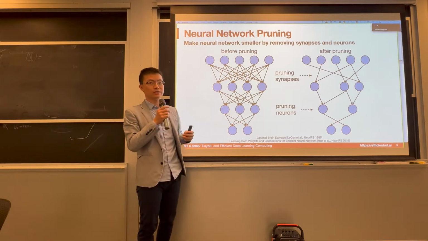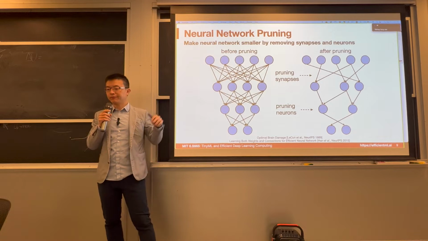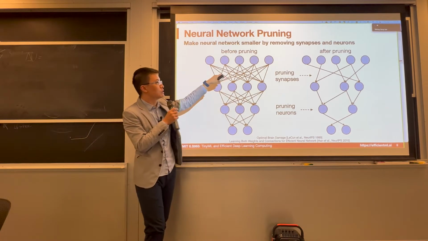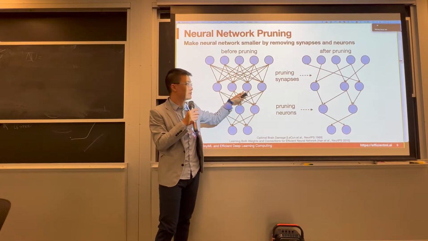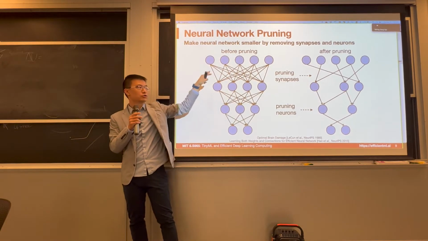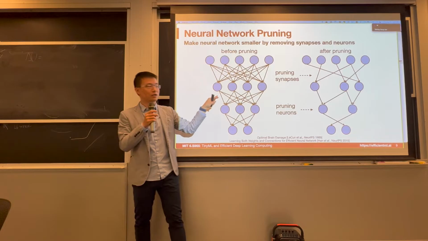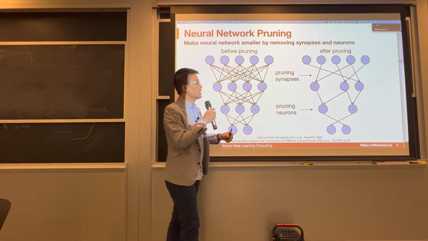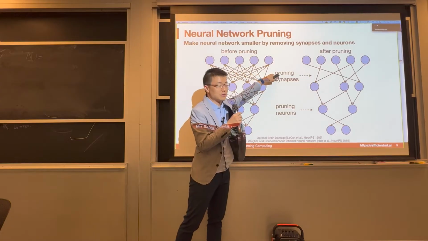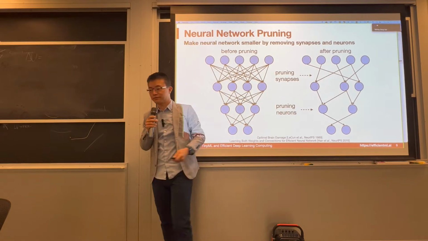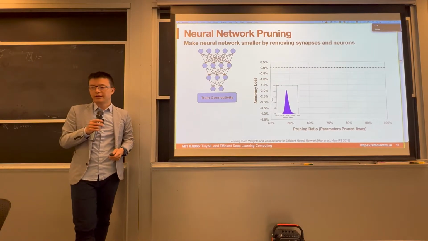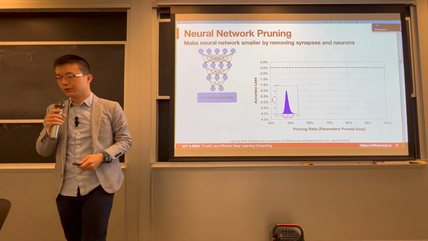Does that happen to deep neural networks? The answer is yes. We can make neural networks smaller by removing some of the synapses and some of the neurons, turning a dense neural network into a sparse neural network. So we can prune both the synapses and also the neurons. This is a high-level overview. And then how exactly are we going to do pruning?